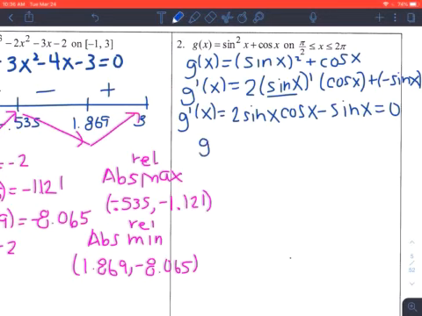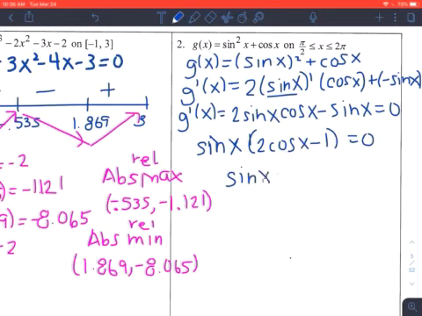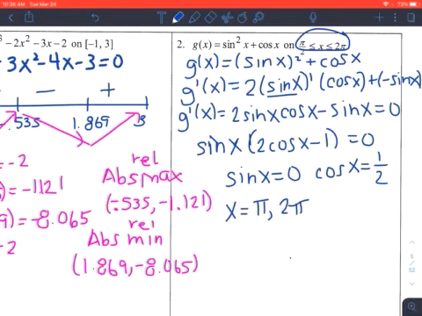So I'm going to factor this. I'm going to factor out a sine x, and I am left with 2 cosine x minus 1 equals 0. So I want to know, where does sine x equal 0, and where does cosine x equal 1/2? Because if I move the 1 over and divide by 2, and we want it to be on this interval from pi over 2 to 2 pi. So on the interval from pi over 2 to 2 pi, sine is equal to 0 at pi and at 2 pi, and cosine is equal to 1/2 in quadrant 4.